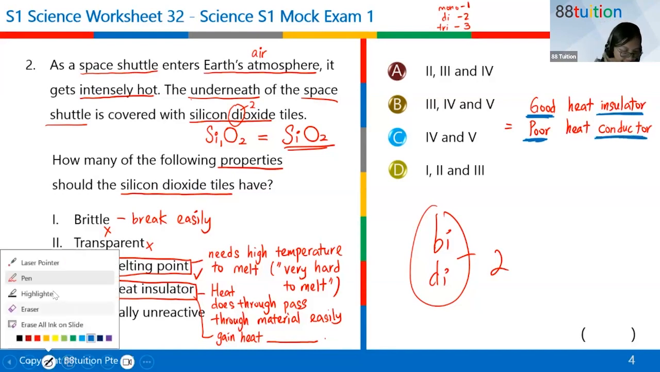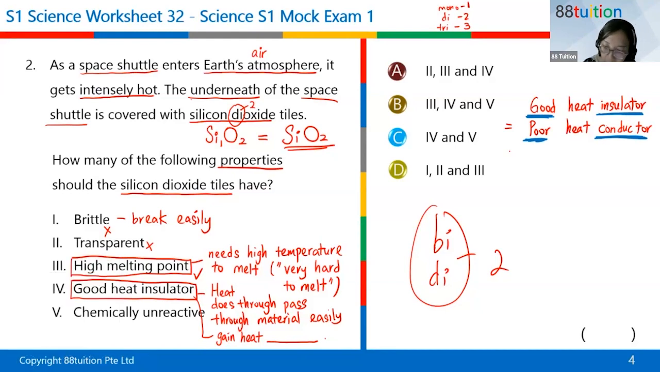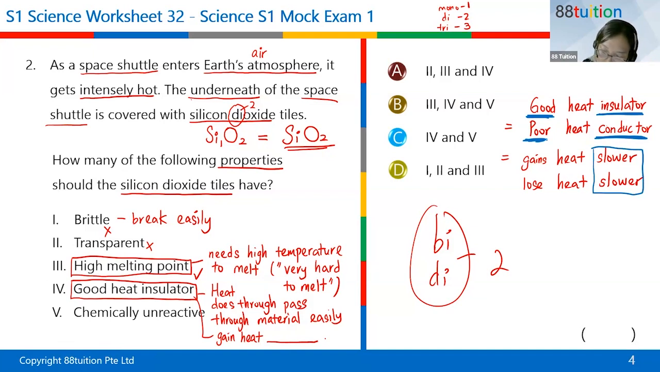So when you have things that is called poor heat conductor, that means it will gain heat slower. Some of you have the wrong concept, as well as lose heat slower. Everything slower. Then how do I know whether gain heat or lose heat? It depends on the context of the question. In some context, it will gain heat. In some context, it will lose heat, depending on the situation of the question. But it will always be slower. So this part is important. It must be slower if it's poor.